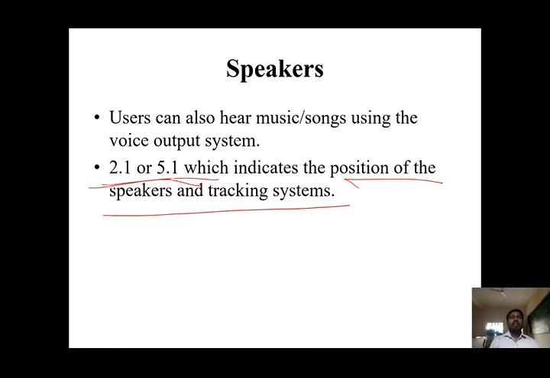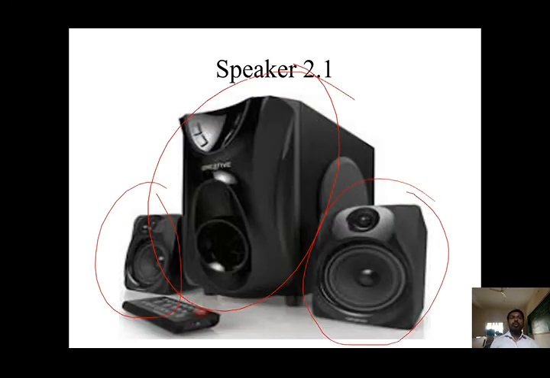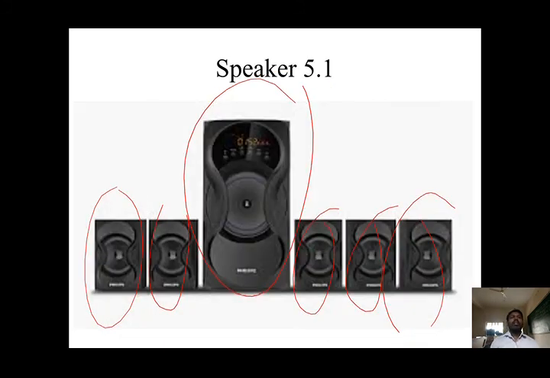With the help of speakers, we can hear music and songs. And 2.1, 5.1 indicate the position of speakers and tracking system. We know what 2.1 is: 2 speakers and 1 tracking system. 5.1 is 5 speakers and 1 tracking system.